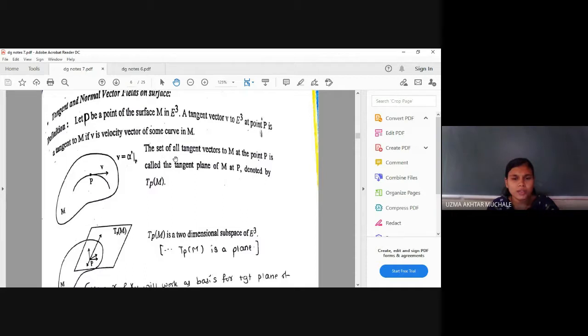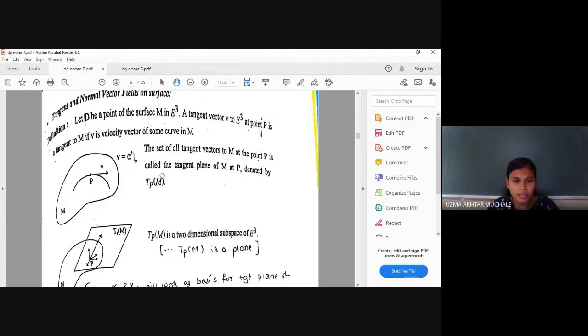The set of all tangent vectors to the surface M at a point P is called a tangent plane of M at a point P, and it is denoted by TPM. Those who remember, we have studied the tangent space. What is a tangent space at a point P? It is nothing but the collection of all the tangent vectors at every point P of E3 space.